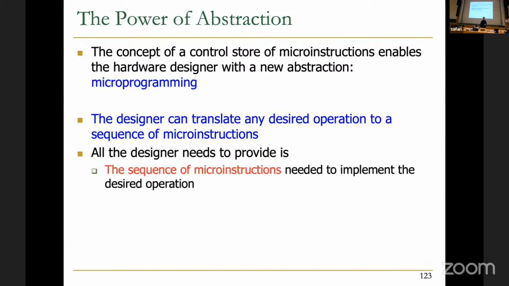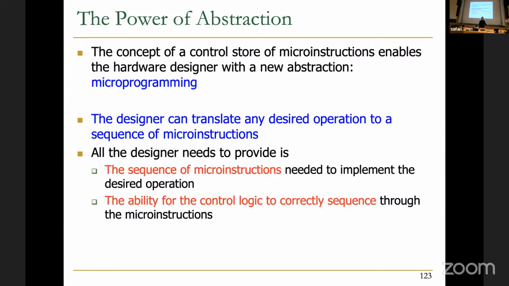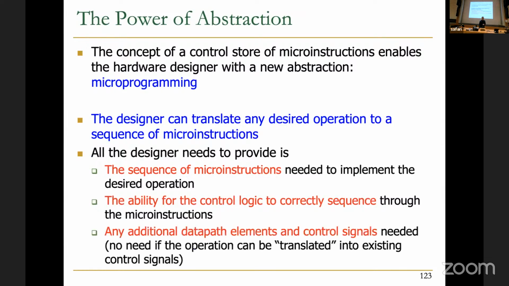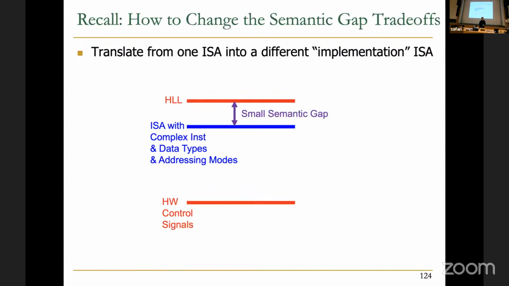All the designer needs to provide is the sequence of micro instructions needed to implement the operation, the ability for the control logic to correctly sequence through the micro instructions, and any additional data path elements and control signals. But you don't need these if the operation can be translated into existing control signals. So if you have the existing hardware, you just do micro programming, which is beautiful.